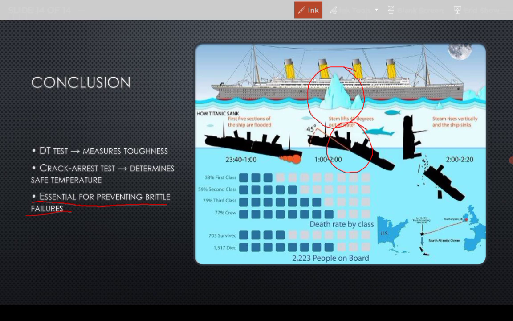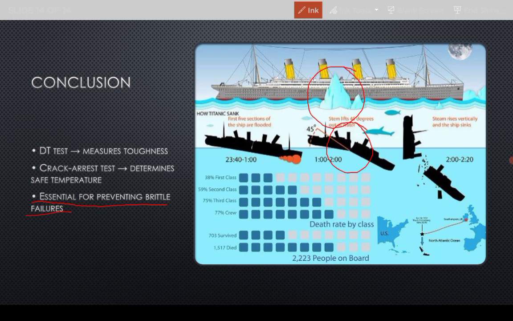This would not have been the case if it had hit a normal stone or a rock at normal temperatures in sea waters. This happened because it hit an iceberg at very low temperature, at freezing point. So the material of the ship became brittle. That's why the sudden failure occurred.